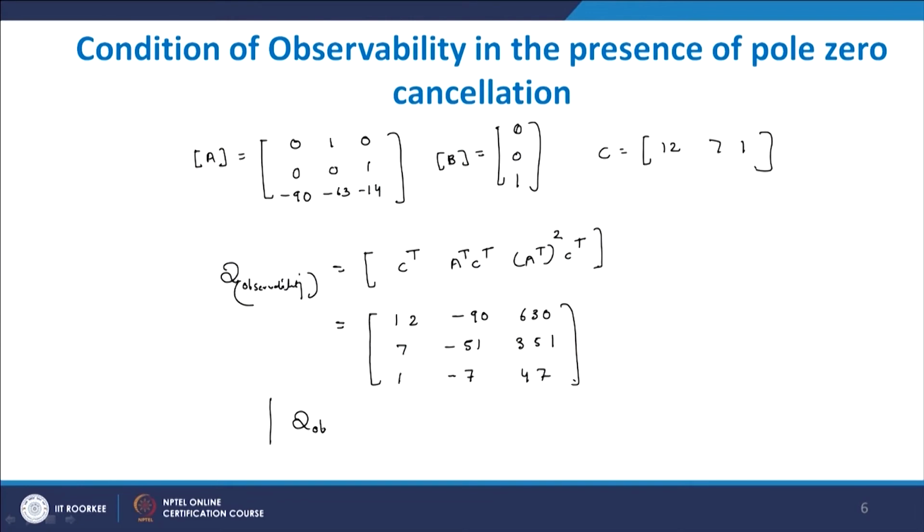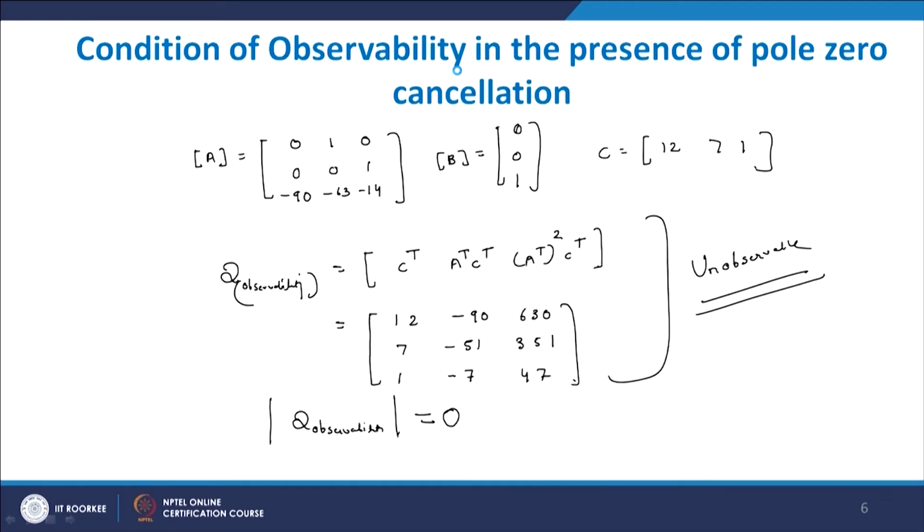Now, if you take the determinant of this observability matrix, we will find that it comes 0. So, this particular system is unobservable. Now what we can do, we have A, B, C. Now we convert this given state space model into transfer function. So we will find that the transfer function of this system is represented by s square plus 7s plus 12 divided by s cube plus 14 s square plus 63s plus 90.